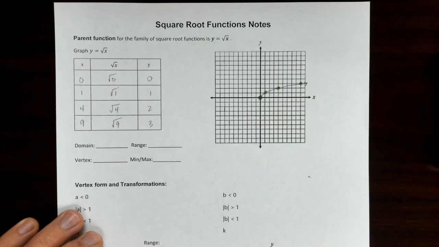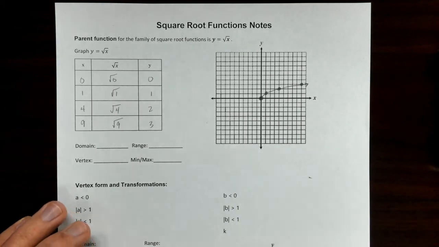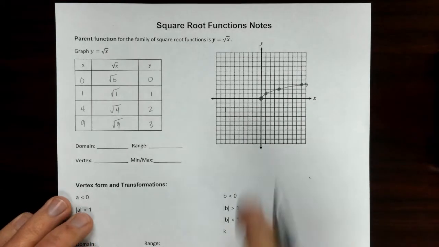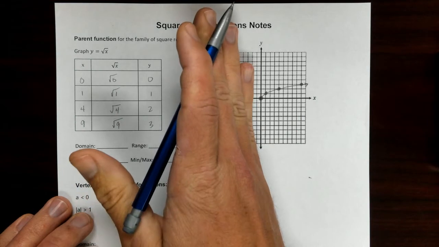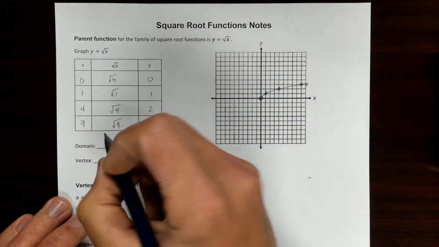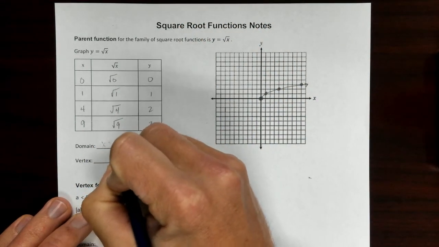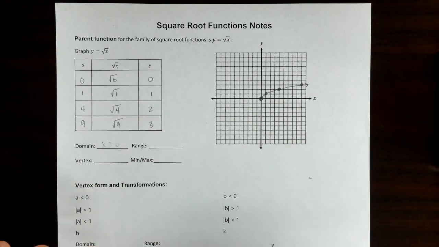Alright, so let's talk about our key attributes here. Key attributes, domain. The domain is going to start at 0, and it's going to go to infinity. So we can say that x is greater than or equal to 0. We're going to write it as an inequality.